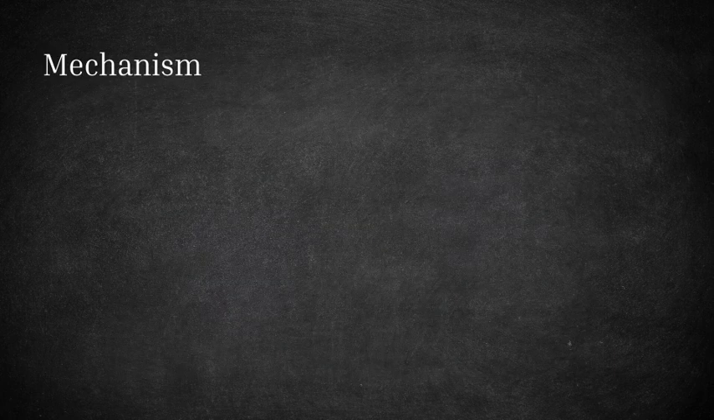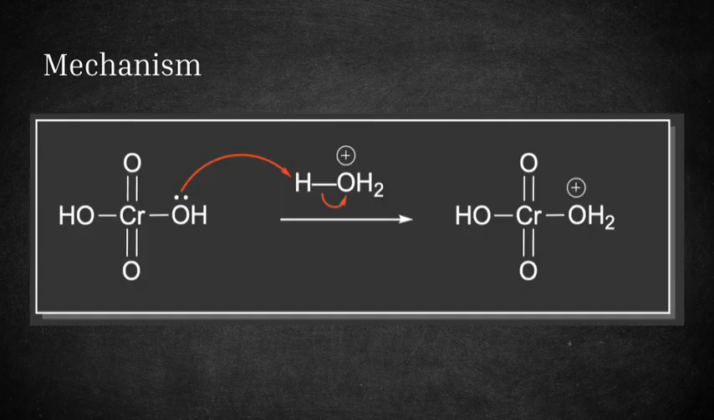Let's observe these differences through the mechanism of chromic acid oxidation. In the following mechanisms, we will consider the differences in primary and secondary alcohols. In the first step of the reaction, chromic acid is protonated by protons in solution, forming an oxonium ion. This protonation converts the hydroxyl group into an oxonium ion, enhancing its leaving group ability.